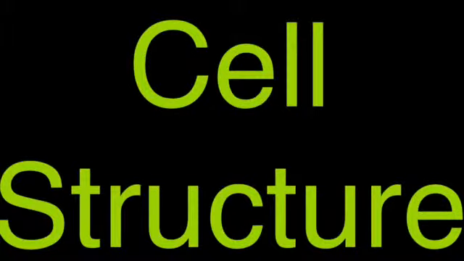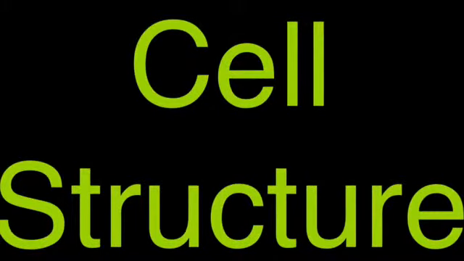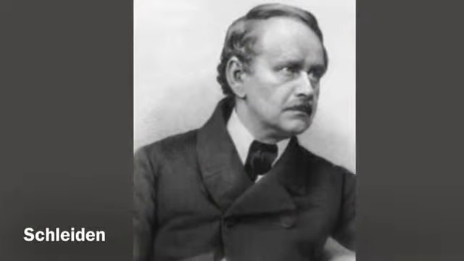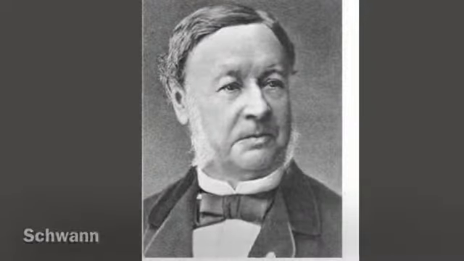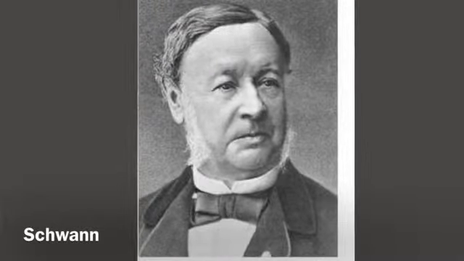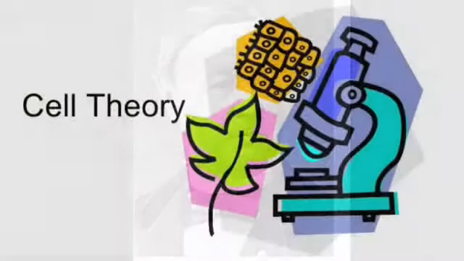Our project is over cell structure. In 1830, Schleiden and Schwann, German scientists, concluded that all living organisms are made of cells. This forms the basis of the cell theory of biology.